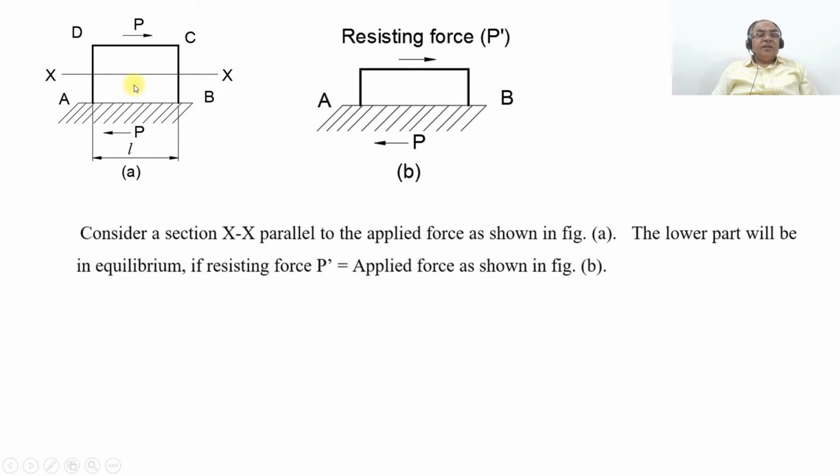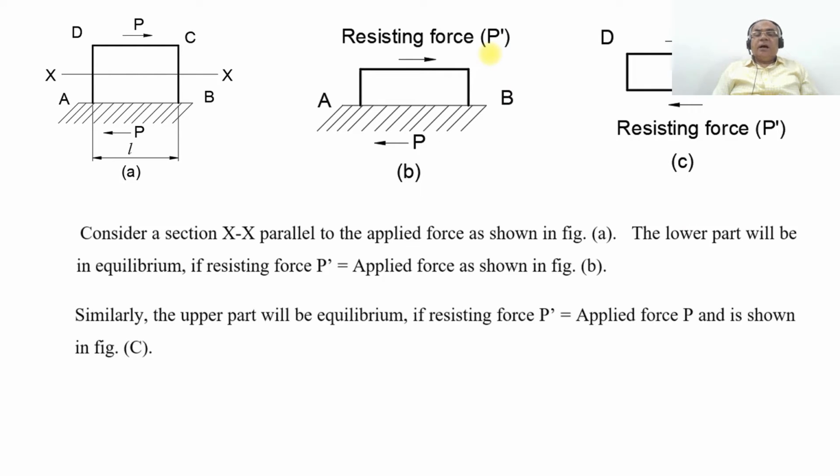So here we are considering the lower part in equilibrium. When we consider the section, this will be the first part and this will be the second part. That means AB is applied with the force P. In order to keep AB and this XX in equilibrium, you should have a resisting force acting in a direction opposite to the applied force P. That resisting force will move towards the right side, and it is the resisting force P dash. Now the body shown in figure B is in equilibrium.